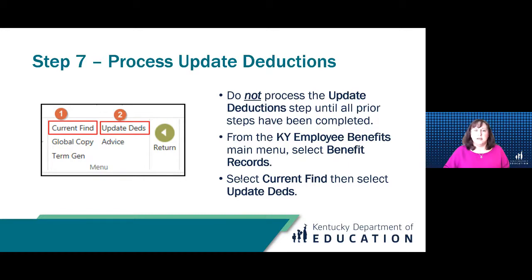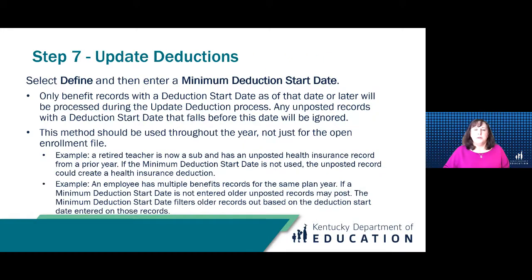and then you'd select update DEDS for update deductions. At this point, you'd enter a minimum deduction start date, and this corresponds to the deduction start date that you put for all those employees. I'm going to use 12/14/2021 as an example. Entering that deduction start date in would filter out any record from prior to that date, so any of those unposted old records would not post during the process.